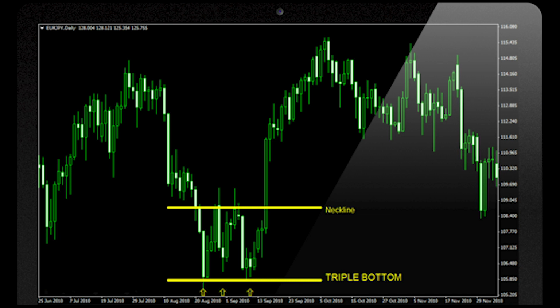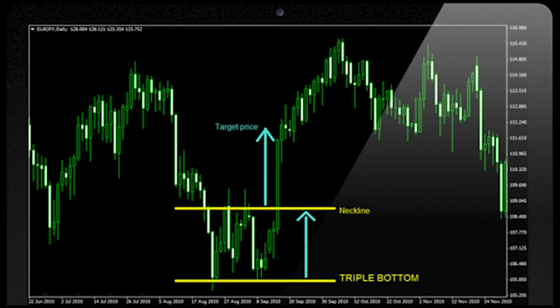So measuring the price target of the triple bottom, you're going to measure it similarly to the way you measured the price target for the triple top. You're going to take the vertical distance between the lowest bottom and the highest peak and project that distance upwards from the breakout point at the resistance line.